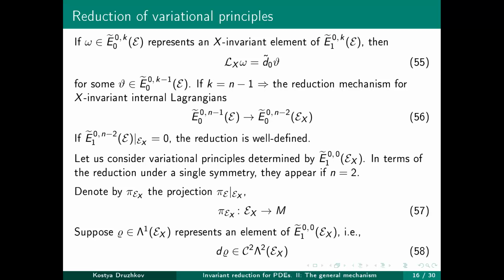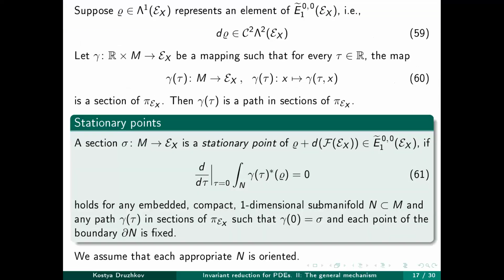Yes, let me continue with this reduction of variational principles now. Denote by P epsilon x the restriction of projection P epsilon to the invariant subsystem, and suppose that a one form represents an element of this group. This means that this is just a one form such that its differential is twice the Cartan form. And it's important to know that elements of this group are given by representatives modulo just exact one forms, that is, modulo de Rham differentials of functions. The description of this term is especially simple in this case because of the dimensions of the degree.